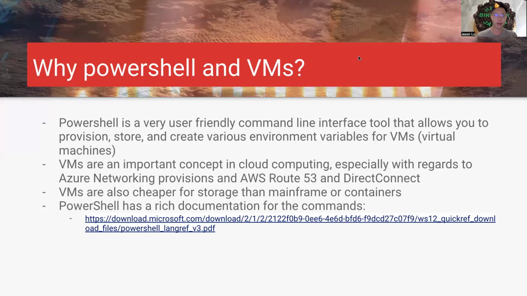Just like in a basketball team, PowerShell is sort of like your Coach Mazzulla or Coach Steve Kerr, the coach to help you build and provision VMs. VMs are a very important concept in cloud computing, especially with regard to Azure networking, such as Microsoft Entra, AD, all that networking stuff. And for AWS, Route 53, which is the AWS version of networking, and Direct Connect, which is like ExpressRoute, to get a private internet connection.